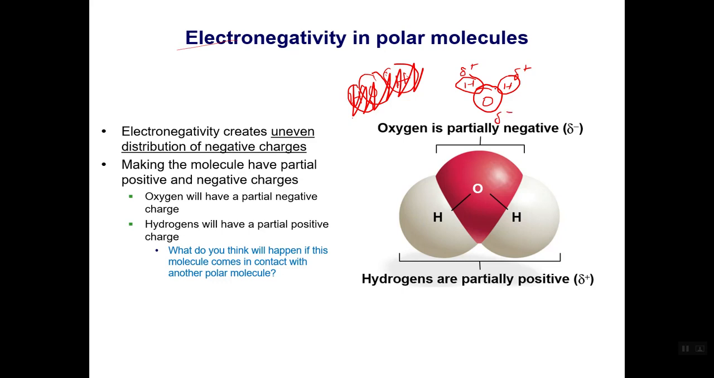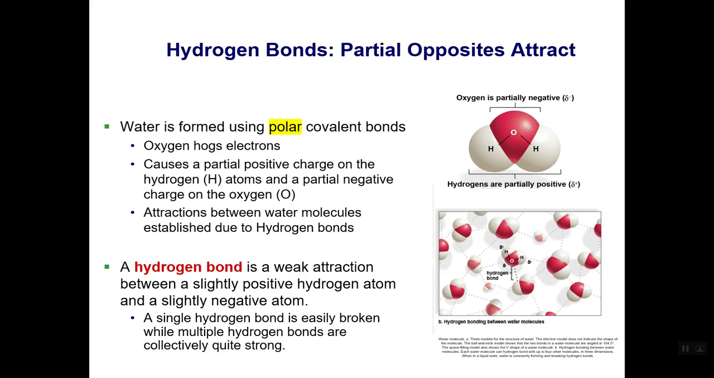So if these two water molecules were placed next to each other, what do you think would happen? Would there be any attraction or repulsion going on? Just think about it for a second. All right, so the answer is that there would be some attraction and repulsion going on because, remember, opposites attract. And the same rules apply for partial positives and partial negatives.